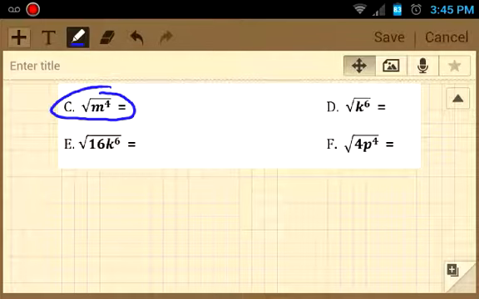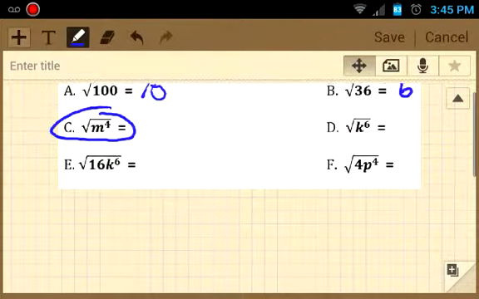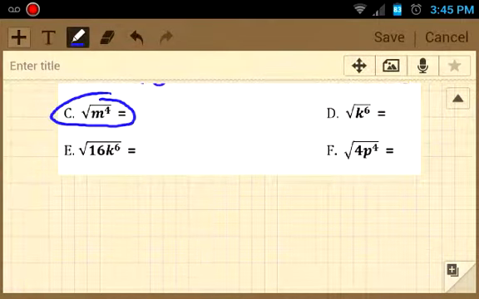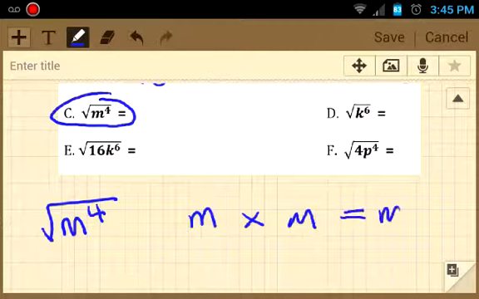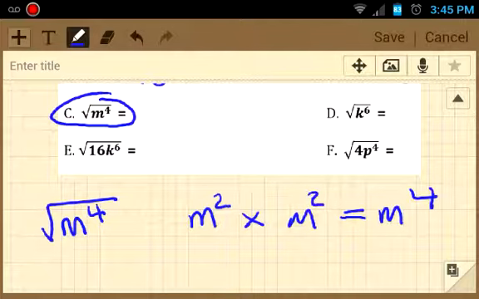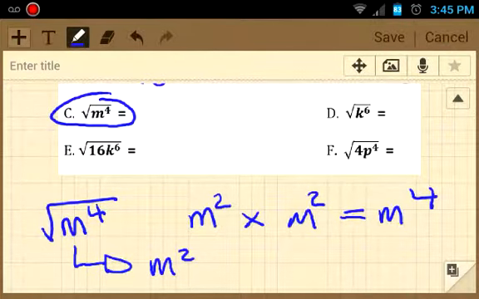To take the square root of m4, I'm going to write it out just so we can see what it actually means. What I'm trying to think is the answer is always going to be something times itself to equal m4. In other words, how many m's would I need here to make m4? The answer would be m2 and m2 because we always add the exponents. So the square root of m4 is m2. Okay, that's not too bad.